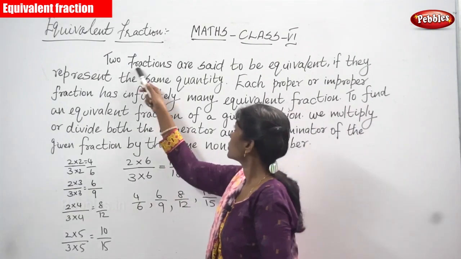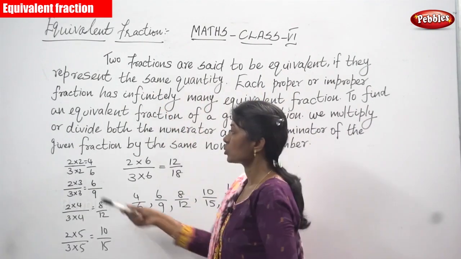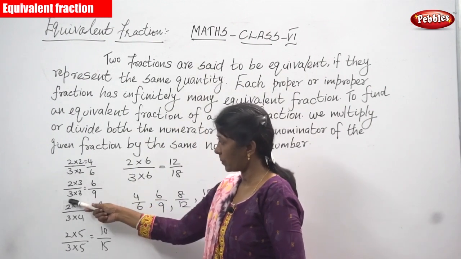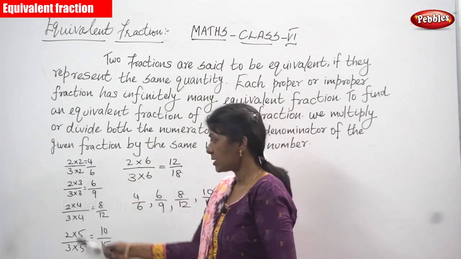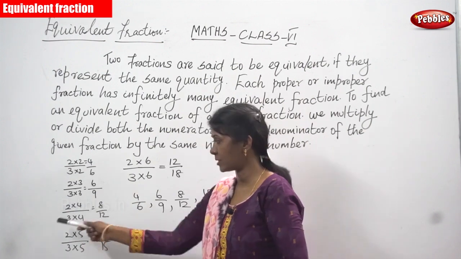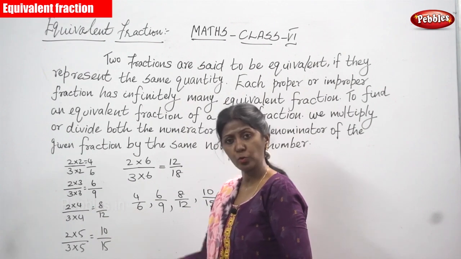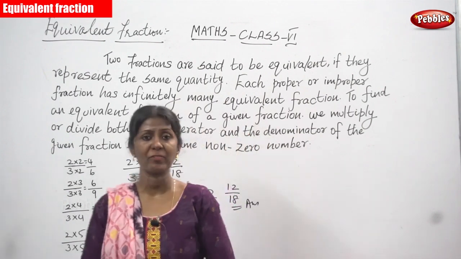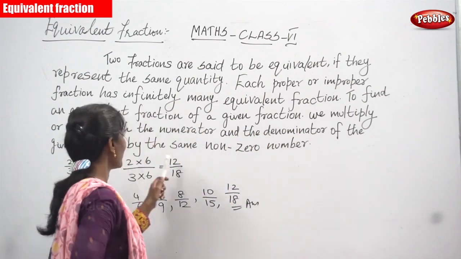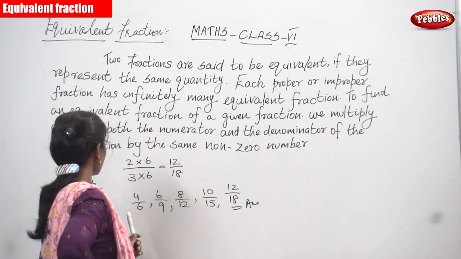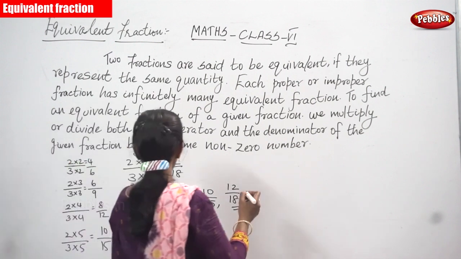So I have told you that 2 fractions are said to be equivalent. So 2 by 3 and 4 by 6 is an equivalent fraction. Again 2 by 3 and 6 by 9 are equivalent fractions. 2 by 3 and 8 by 12. These are 2 fractions and also equivalent fractions. 2 by 3 and 10 by 15, and 2 by 3 and 12 by 18. So these are the equivalent fractions. I will repeat once again.